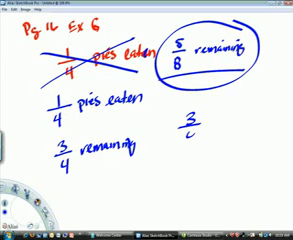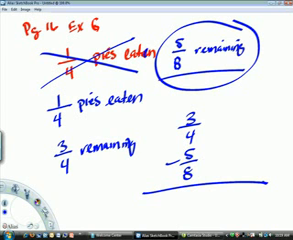So 3/4 of the pies are left minus 5/8. Wait. 5/8 of the pies were remaining by the time, so subtract it, because that's how much were left when he went to leave out of the 3/4. You're going to have to find a common denominator. Okay, because you have to have 8s on the bottom.